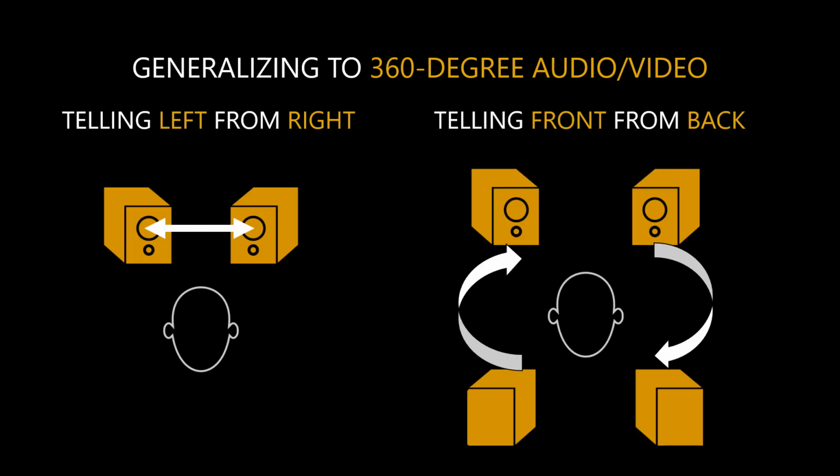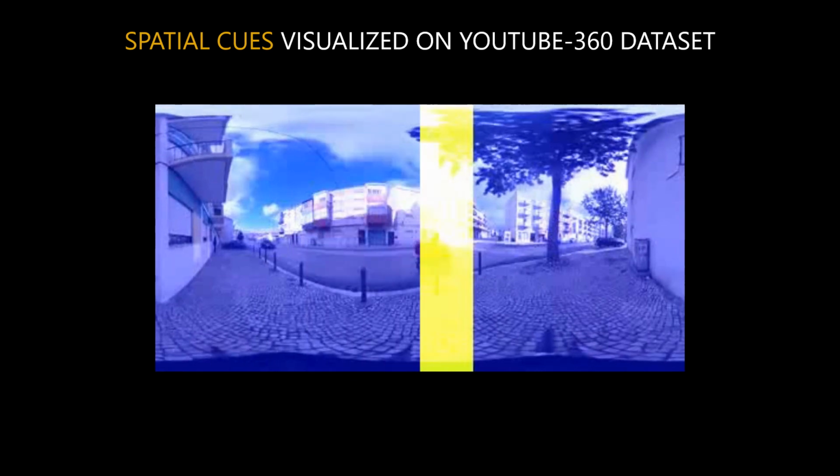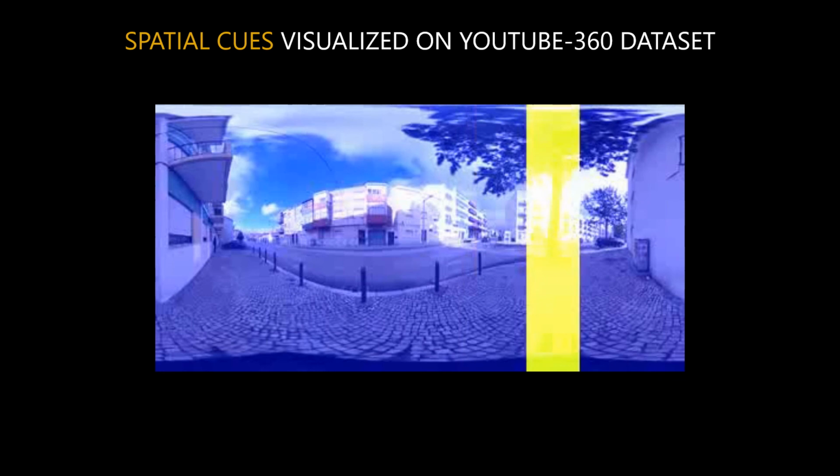Our final contribution is showing that spatial understanding can be extended to more generic types of video with spatial audio, such as 360-degree videos. Instead of teaching the model to tell left from right, we can teach it to tell front from back by randomly rotating the spatial audio channels. We find that this technique is useful for extracting spatial cues from the audio, and that the features transfer well to sound localization tasks.